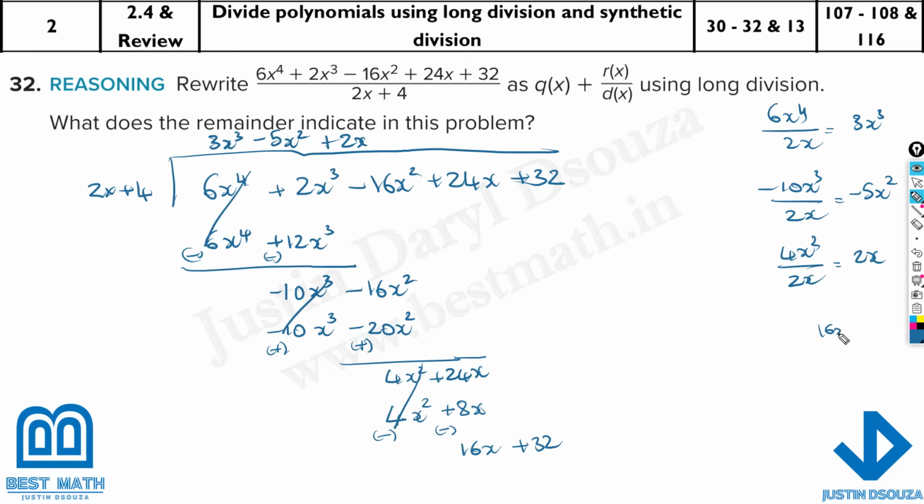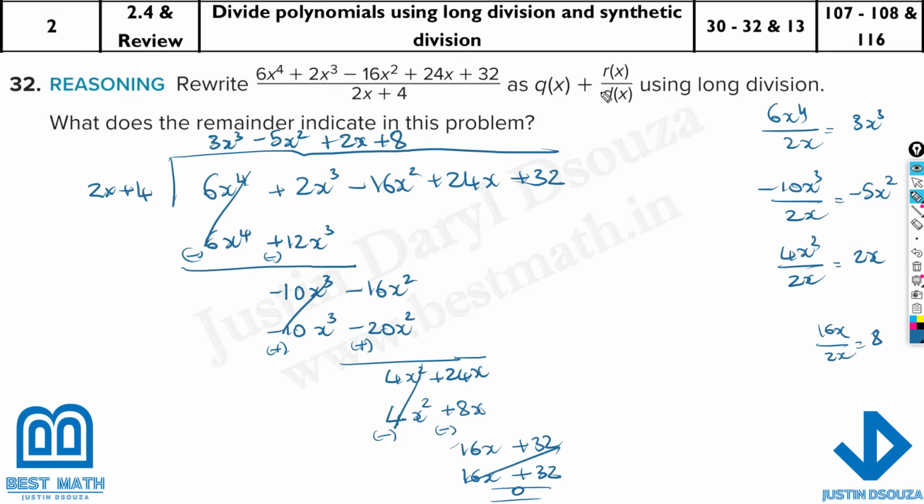And what is remaining? It is 16x divided by 2x, that is equal to 8. So let's add 8, and you can see 2 times 8 is 16x, and 4 times 8 is 32, so it all cancels off. It's 0. The remainder is 0 basically. So there's no remainder, so the answer over here will be this much itself.